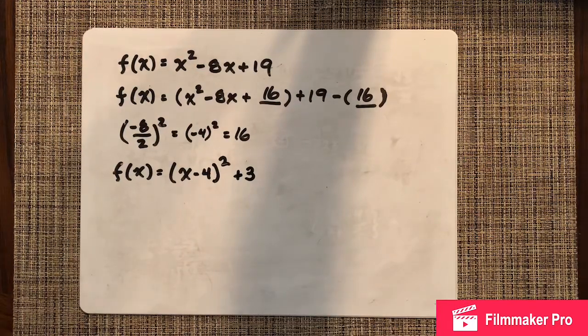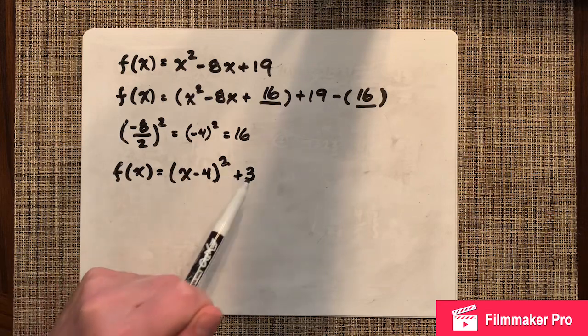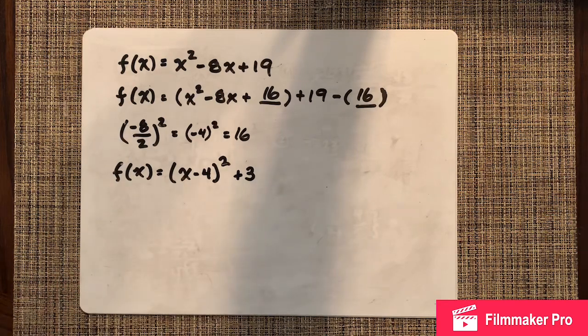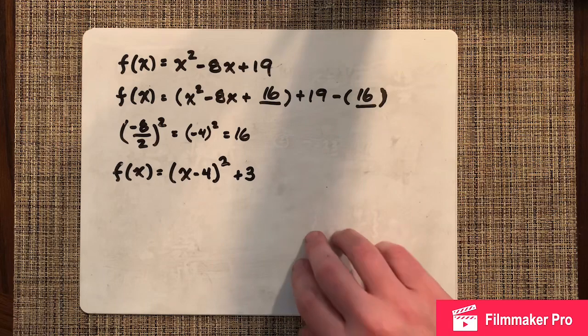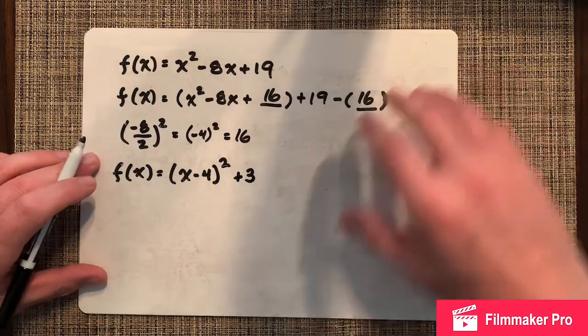If you rewind the video, you'll see that this was exactly the quadratic I started with. And I can now easily find the vertex, positive 4, positive 3. So that works really well. Let me go ahead and let's do another example.